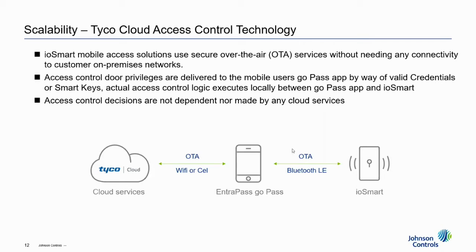So whatever the administrator creates on the cloud will be pushed to the Enterpass Go Pass mobile application. So remember, this Enterpass Go Pass application will carry information such as its credential and the IO Smart serial number. So whenever the cardholder holding this mobile phone goes to the door with the IO Smart reader, he will just need to activate the reader access for that reader in his app itself.